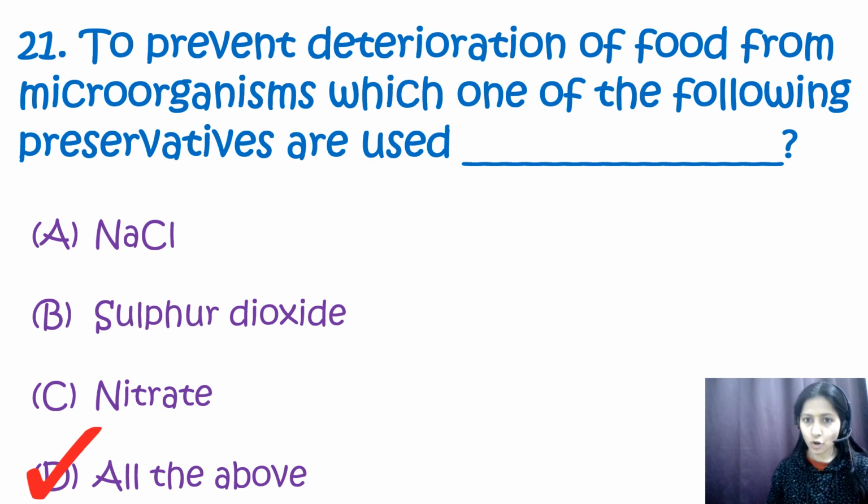spoilage from the microorganisms, which includes sulfur dioxide, mainly used to preserve the dried fruits, wines, beers, and sodium chloride, used to preserve the meats, fish, whereas nitrates are used to preserve the meats. It even contributes a pinkish color to the meat. So here the correct option is all of the above.